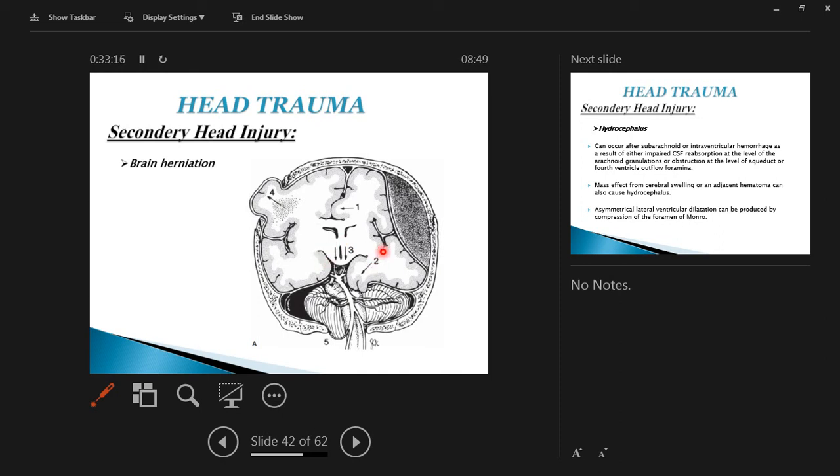The another type of herniation is the transtentorial. This is the descending type. May also be ascending, which may occur in cases when there is hematoma in the posterior fossa, it may lead to upward herniation. This is downward, this is ascending. This is the type 4, the external herniation. And this is the type 5, the tonsillar herniation.